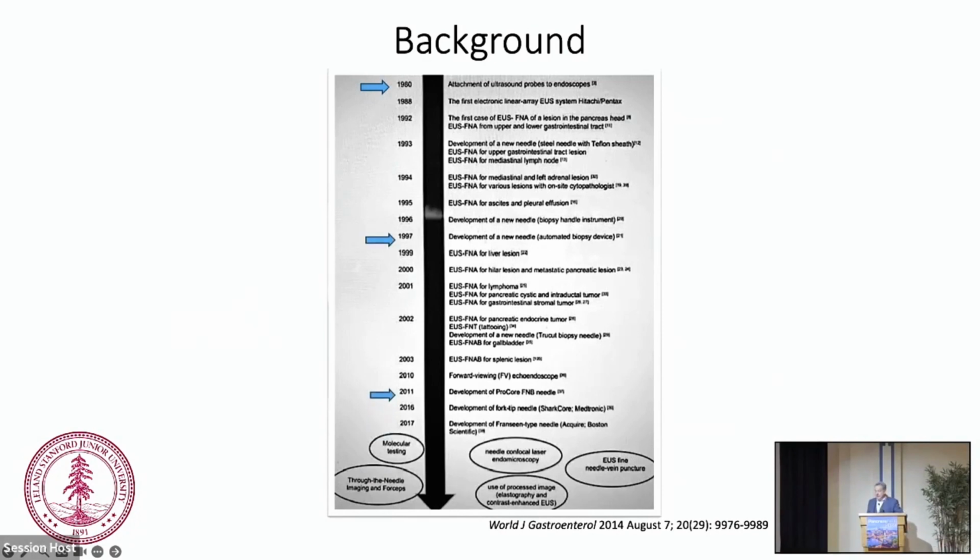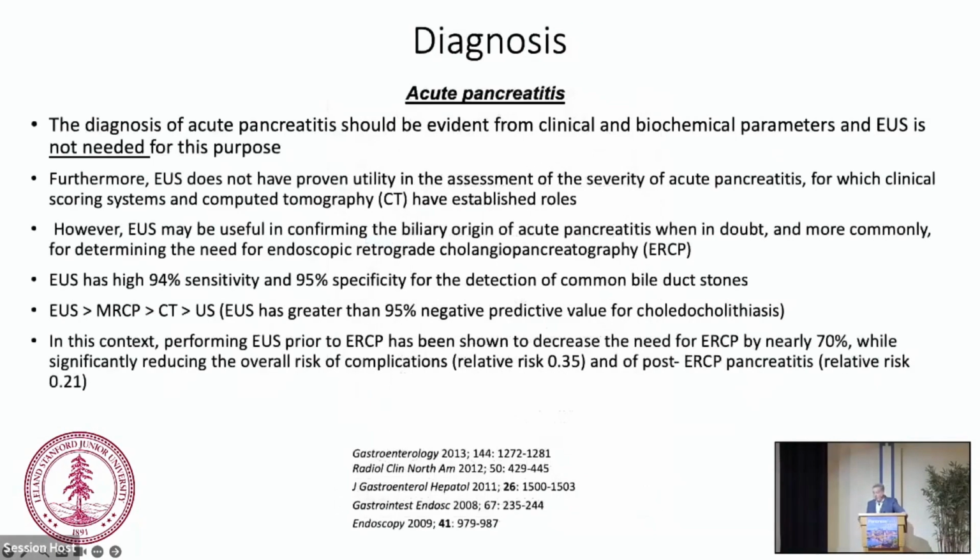By the late 90s, you had the development of needles and the ability to do FNAs, and then subsequently FNBs. And now we have the ability to do molecular testing. We can do through-the-scope biopsies and visualization. We can use fine needle aspiration and also core biopsy needles, and even electron microscopy through the needle. So we are now able to do a variety of things through the endoscope.